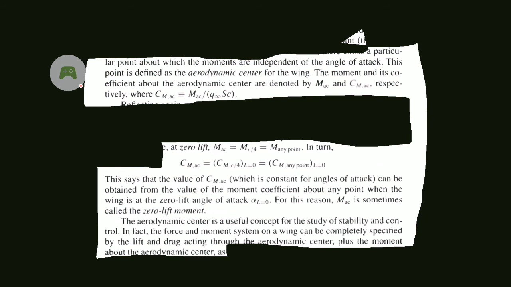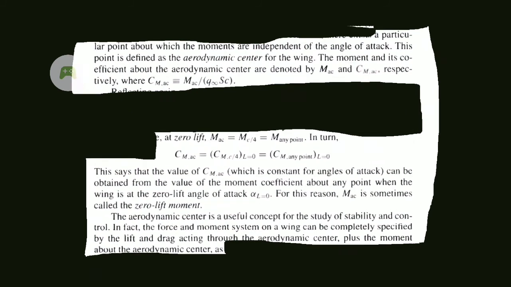Okay, and the next thing is at 0 lift, the movement about quarter chord point is also equal to the movement about aerodynamic center, which means their coefficients will also be the same. That is, the coefficient of movement about aerodynamic center is equal to the coefficient of movement about quarter chord point at 0 lift, which is equal to the coefficient of movement about any point at 0 lift. So you can read this.